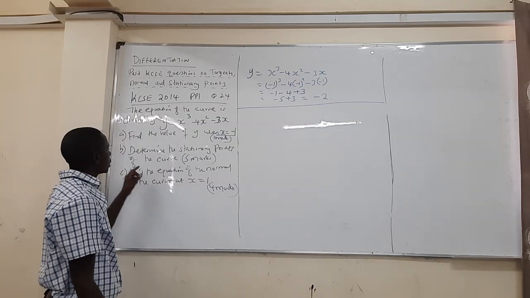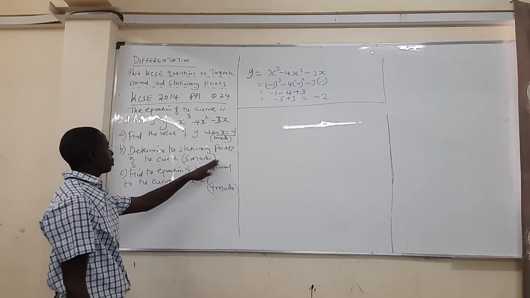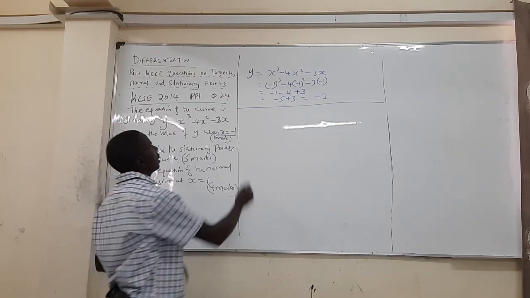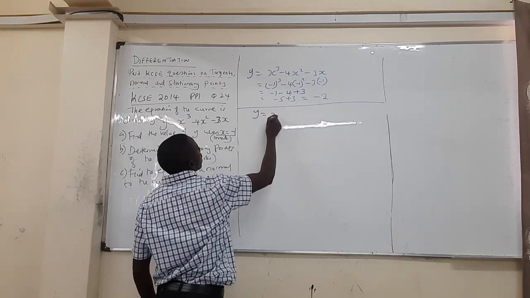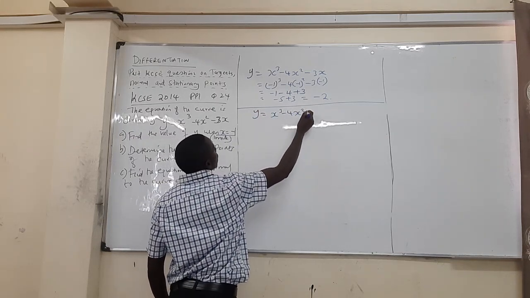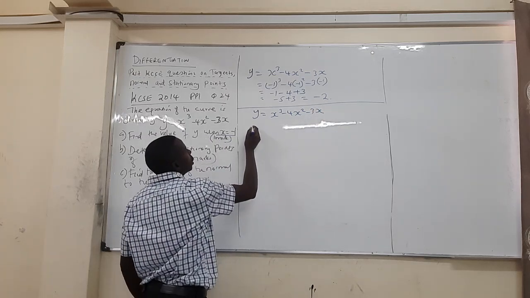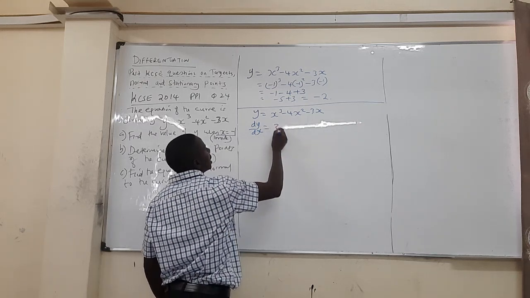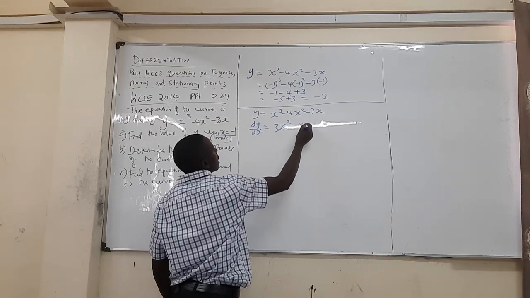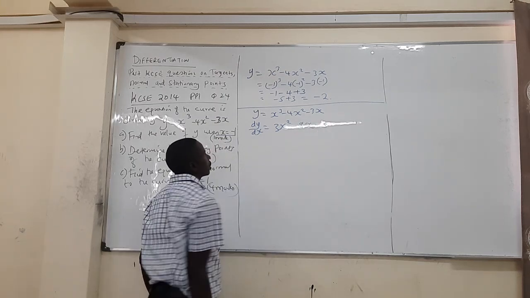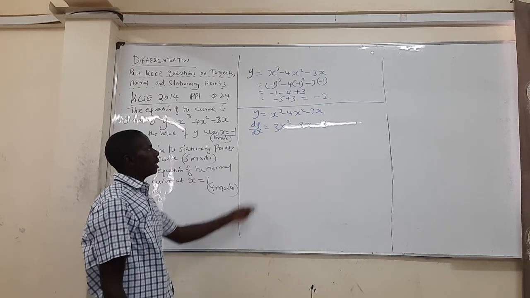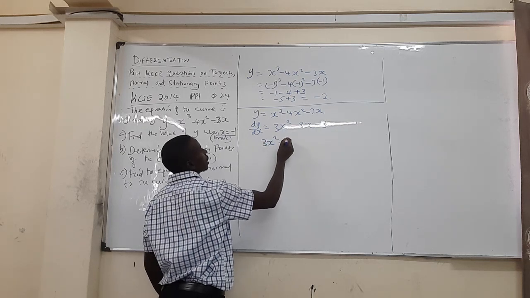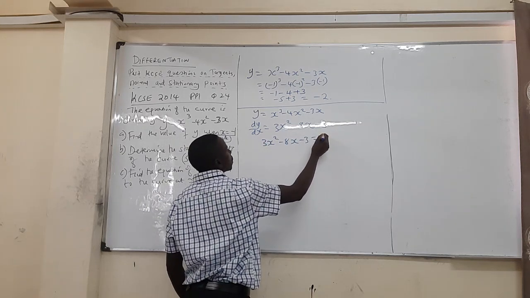Then the second part is to get the stationary points of the curve. So to get the stationary points, we first take our curve, x cubed minus 4x squared minus 3x, and get the gradient function dy over dx. We differentiate that to get 3x squared minus 8x minus 3. At a stationary point, our derivative is 0. So equate this to 0: 3x squared minus 8x minus 3 is equal to 0.